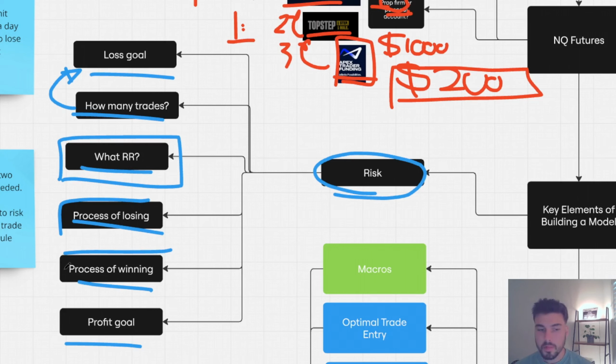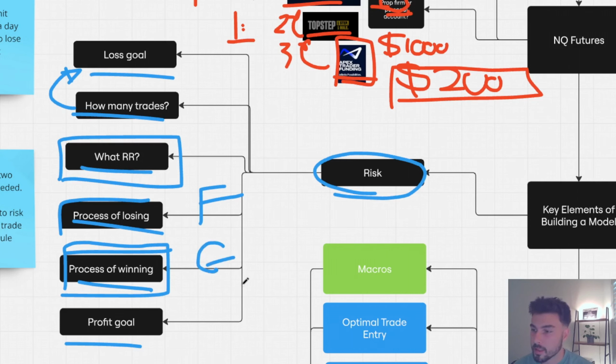The same applies with winning, because in trading, guys, it's either going to be fear, or it's going to be greed. If you win, I've been guilty of this, you come back, you're up for the day, and then you end up losing for the day. So you need to have a process of what you do when you lose, but also a process of what you do when you win, and you need to have a profit goal, in my opinion, when you start.